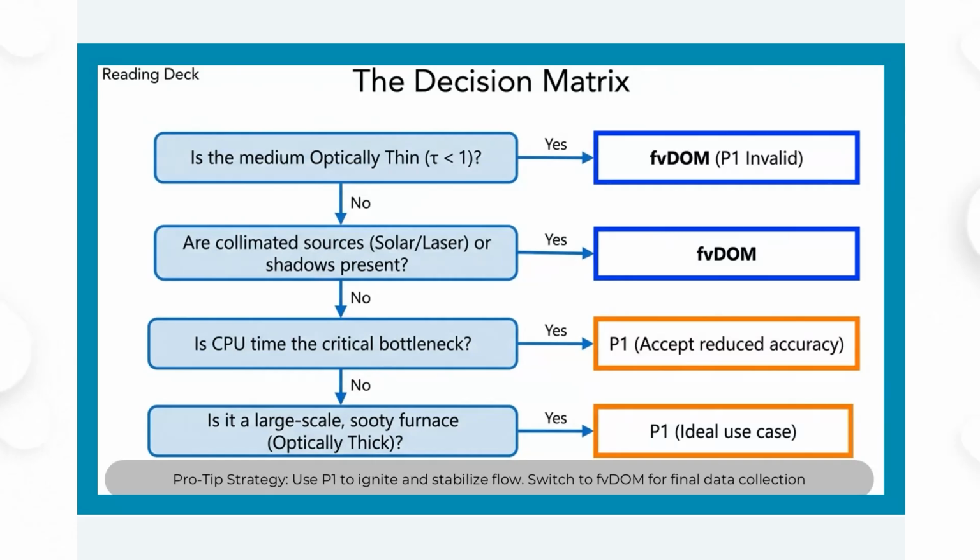One pro tip, a hybrid strategy that we can use, is to use P1 to ignite and stabilize the flow. Essentially start your simulation with the cheap P1 model to get the fluid moving, and the temperature will roughly be correct. And as soon as you reach a particular stage, you can then switch to FVDOM for final data collection. Once the flow is actually stable, switch to FVDOM for the final few seconds to actually capture the precise heat flux. This gives you FVDOM accuracy at P1 speeds there.